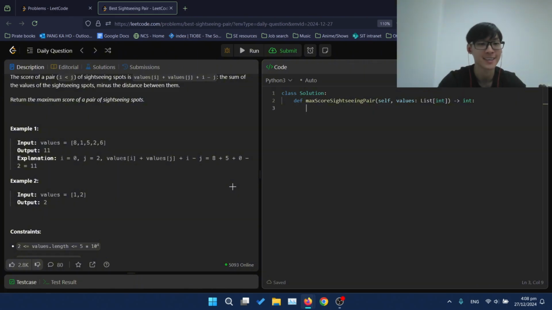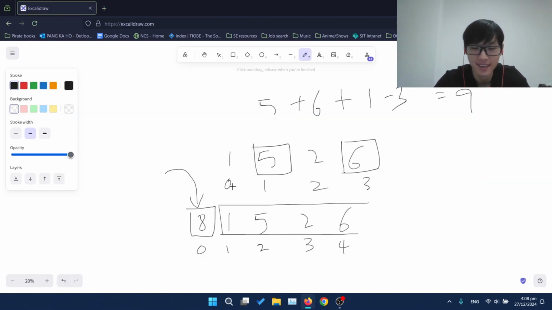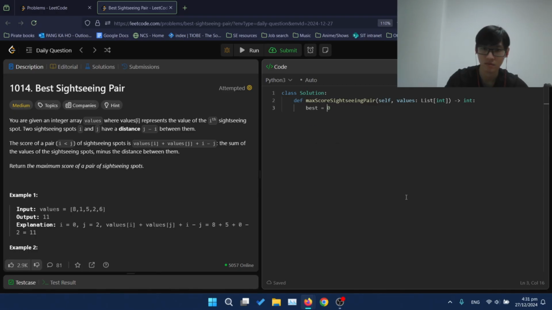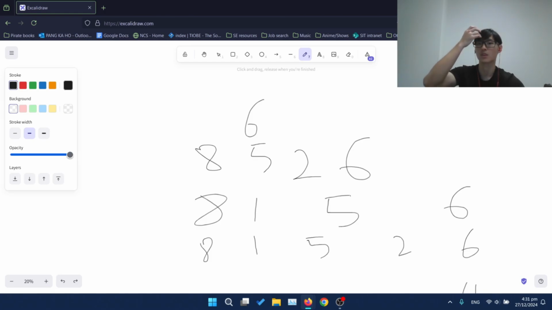Okay, I'm stuck already. Oh my god, I'm gonna get cooked by the same problem again. Right, let's take a look. Let's think about this. 20 minutes later. Decreasing stack from both sides.